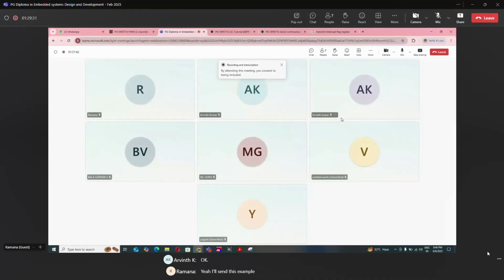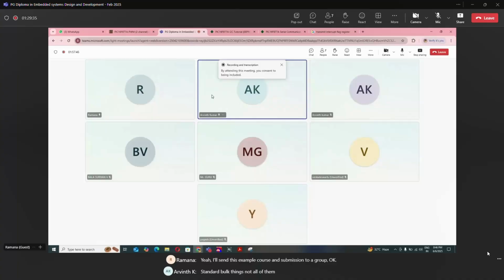I'll send this example code and simulation to your group, both. Okay, both I'll send. Also on Monday we'll see I2C also.